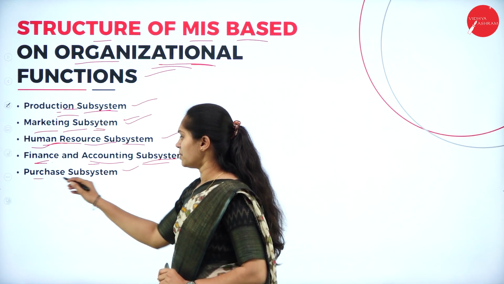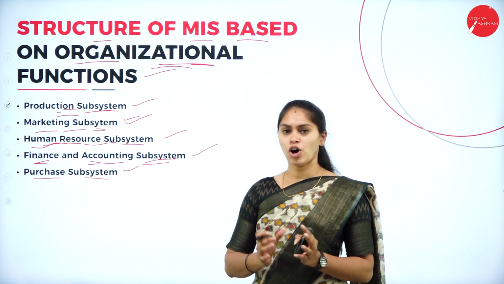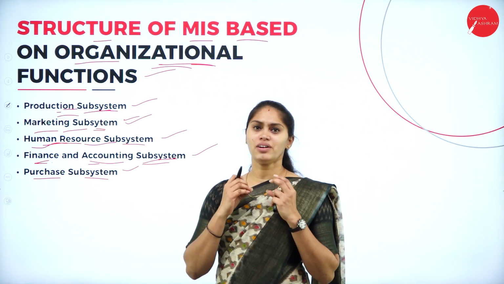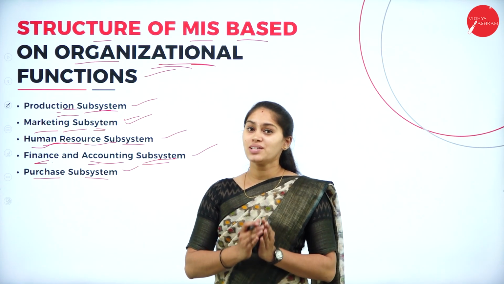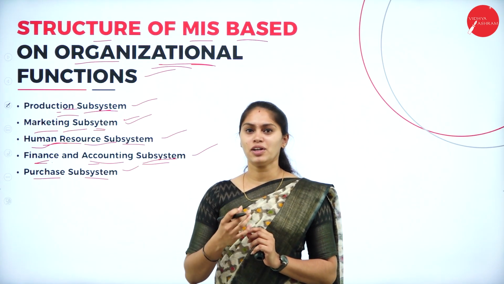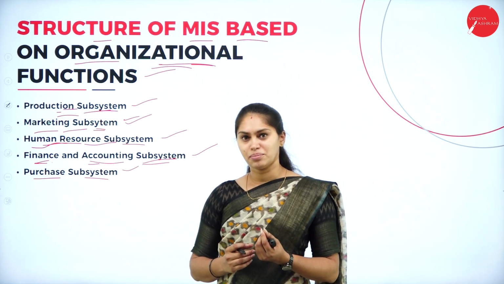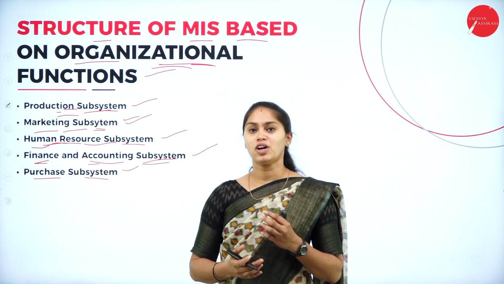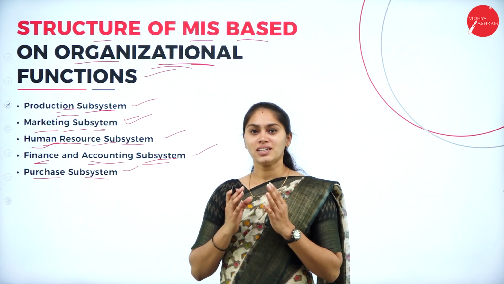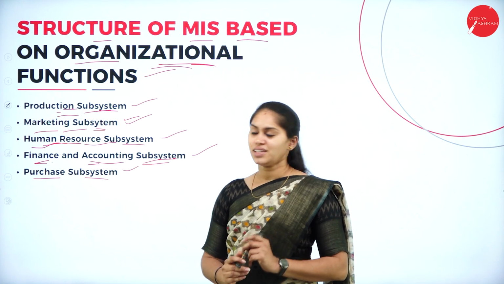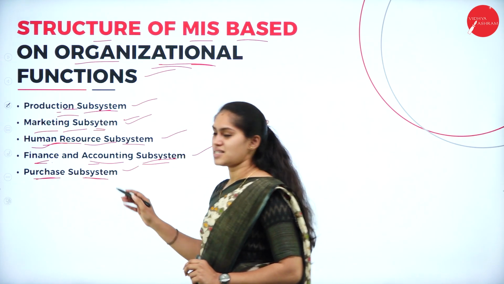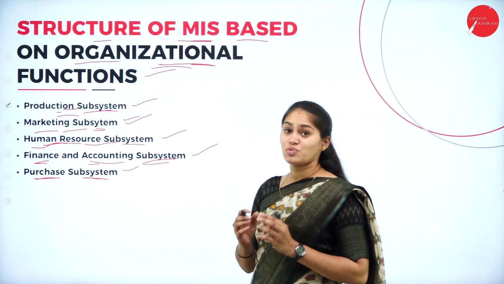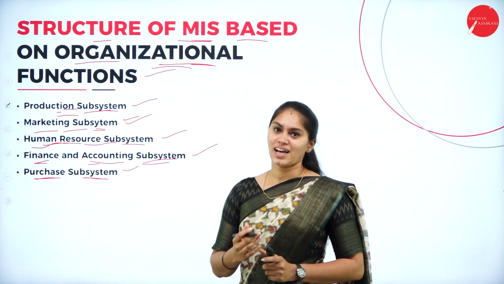And also we have the purchase subsystem. After producing all those goods, information and services, they have to reach the customer who is exactly in need. What are the requirements of the marketing? How are they purchasing, how does the data need to reach the customer, on what basis does it have to reach, and what points do we have to consider? Everything comes under this purchase subsystem. So this is the structure of an MIS based on the organizational activities.